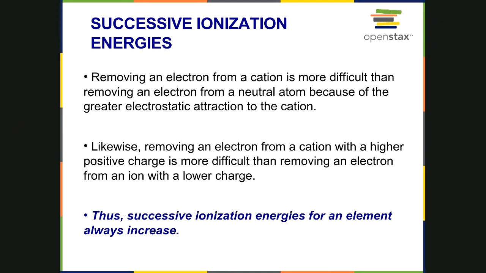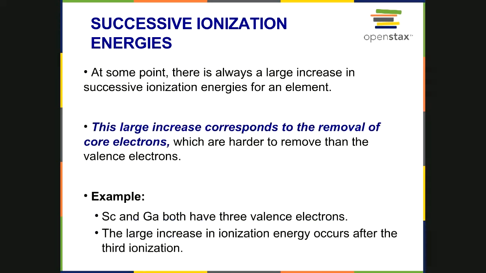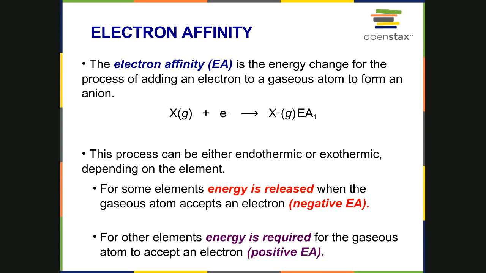Skip that. Okay, last thing. Electron affinity measures the ability of an atom to attract an electron to it. You can almost think of it as the opposite of ionization energy. The stronger the electron affinity, the more likely it is to attract an electron.